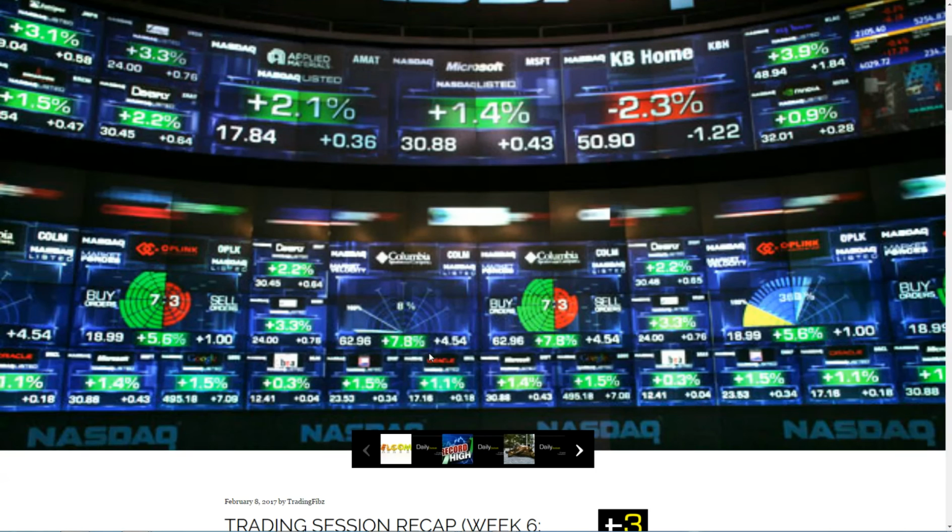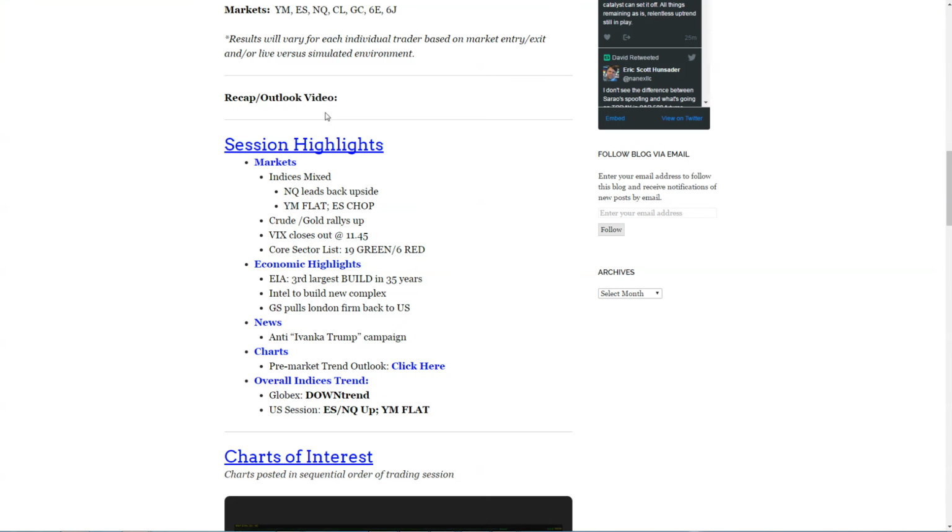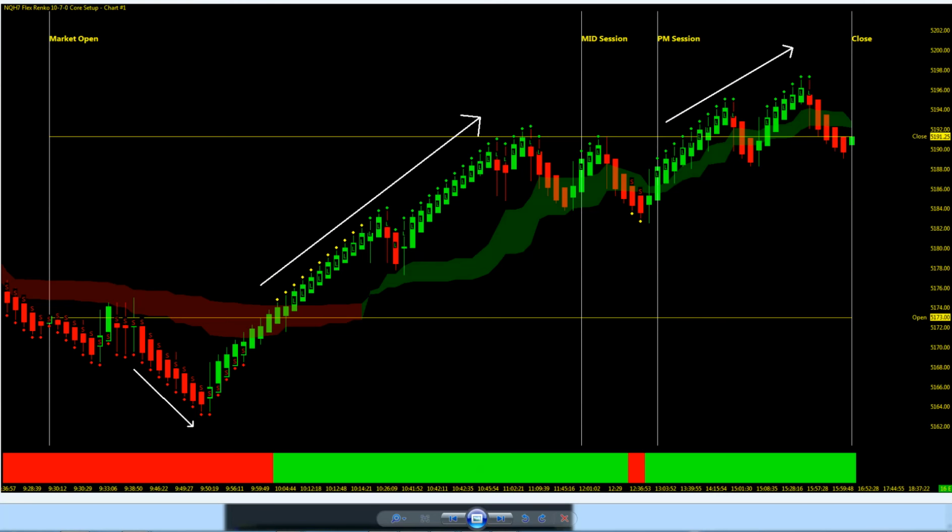As far as today's session, it was all about the NASDAQ. NASDAQ really leaning us back upside. YM went pretty much flat out today, and ES chopping sideways. Let's take a look at some of those markets here. Let's take a look at the NQ full session. There it was. Price action to the upside. Opening up 51.73, closing out here around 91.25.